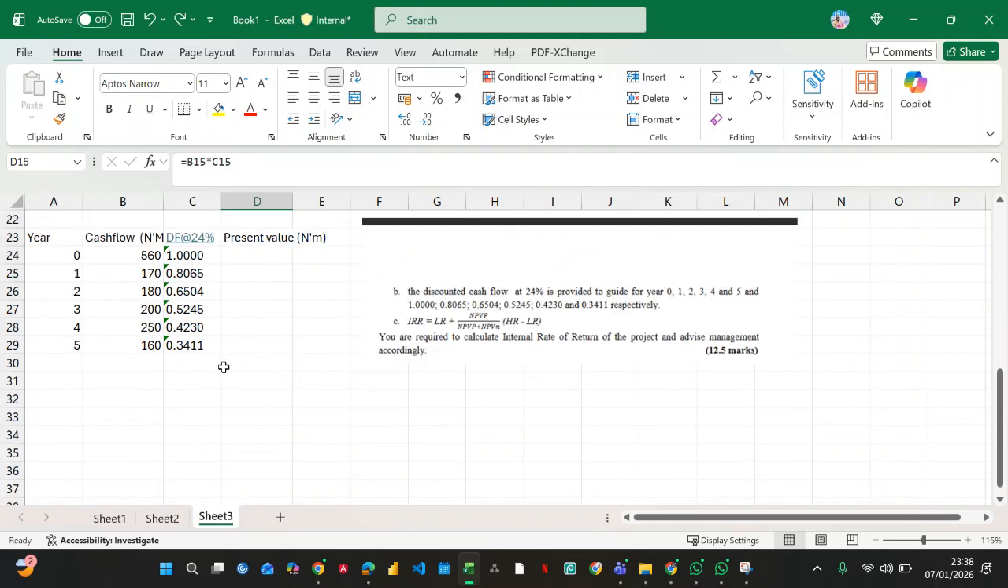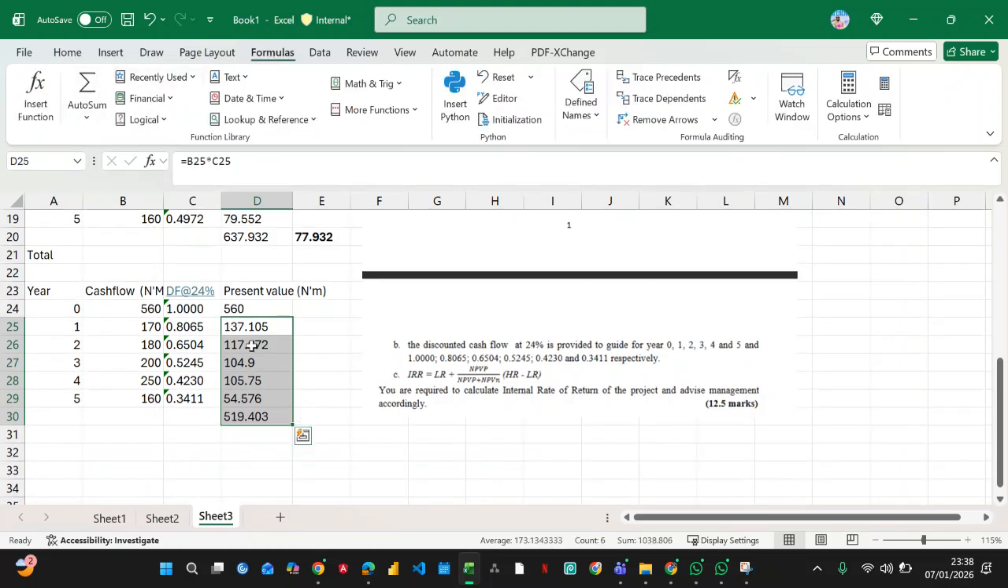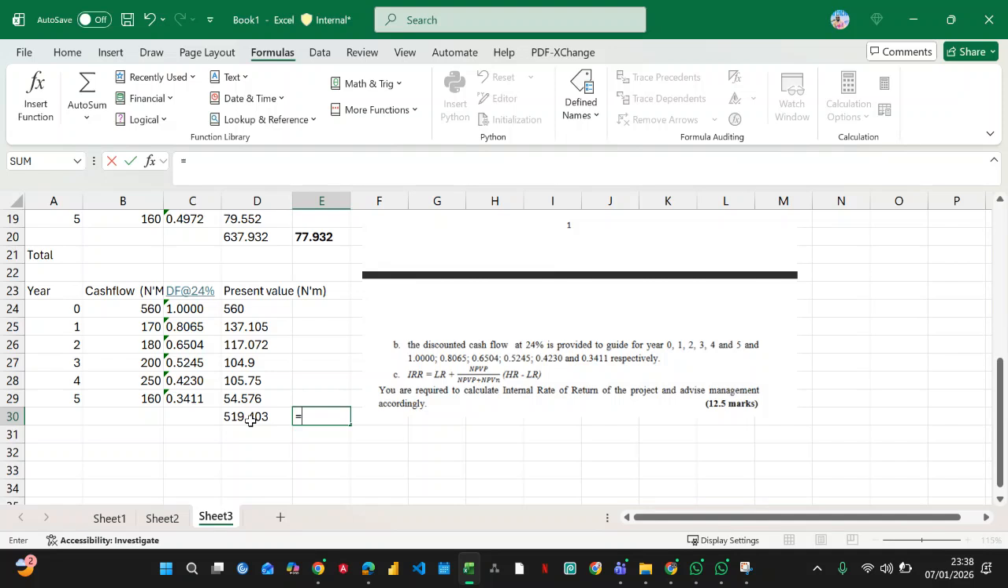So that's the thing that we did. What did we do here? The cash flow multiplied by what? The discount factor. Then we now get this. See? So we now do the same thing. So this one is going to be this multiplied by this. Then we have this. So if we now calculate this guy, right?